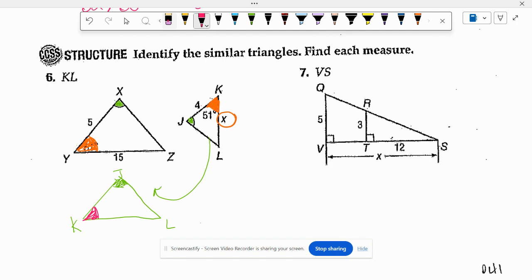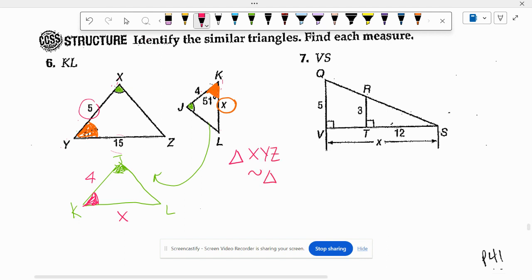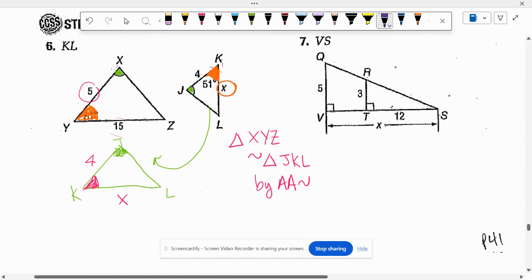So let's see. Side JK is 4 and side YZ is what? 5. We don't know what side KL is, X, but we know what side YZ is. So can you figure out, you know that they're similar. So now you have to figure out the missing sides. So you already proved they're similar by angle similarity. Okay. You know that triangle XYZ is similar to triangle JKL by angle similarity. Now you have to find the missing measure. You have to find the missing side.